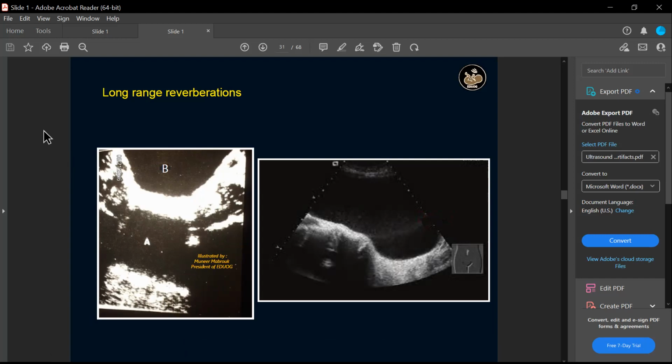The complaint is pelvic. Second, the urinary bladder. What is this? This is the urinary bladder. And what is this? A mirror image of the urinary bladder. How does it come about?